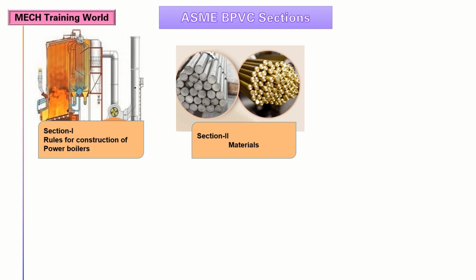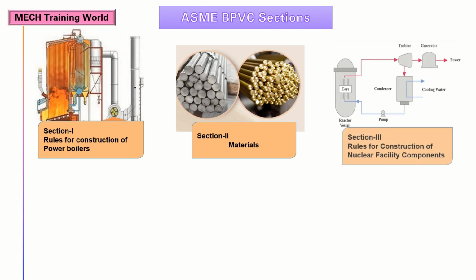If you have any doubts, please post your question in the comment section so that I have a chance to clear your doubts. Okay, and this Section 2 is divided into four parts. Part A for ferrous materials, Part B for non-ferrous materials, Part C for welding, brazing and filler materials, and Part D covers mechanical properties. Mostly we use Part D in our calculations to take allowable stress values, tensile and yield stress values. Most industries use Part D for taking stress values for different materials.